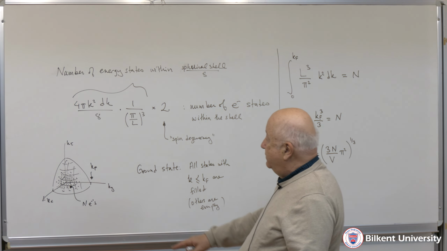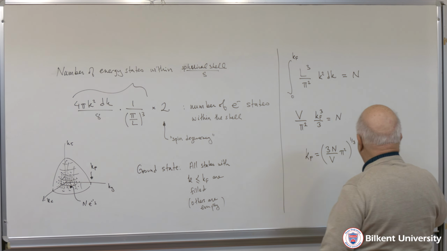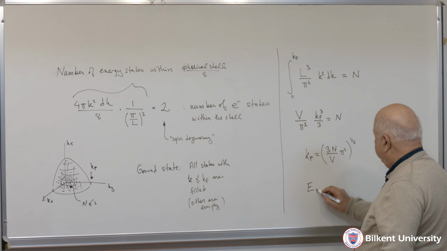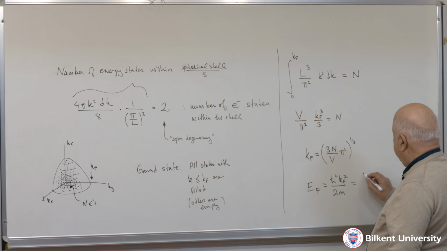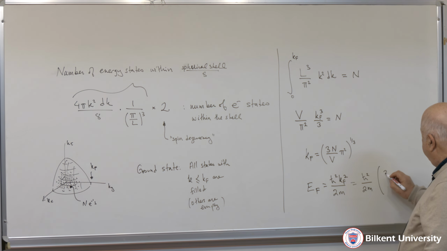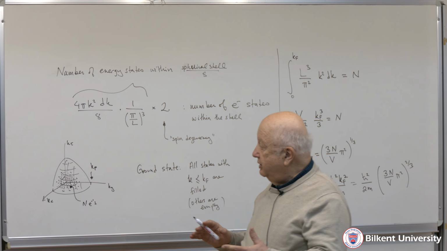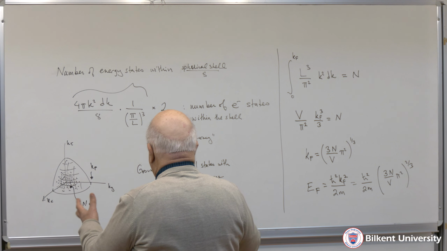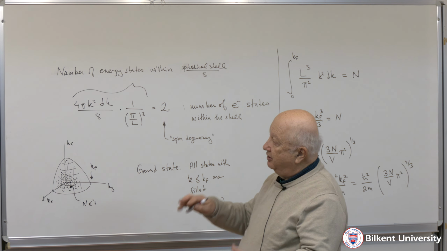Now, this of course corresponds to an energy, as we had over here. So the energy is called the Fermi energy. So EF, the Fermi energy, is going to be h bar squared kF squared over 2m. So it's going to be h bar squared over 2m times 3n over V pi squared to the power 2 over 3. So these are the parameters that relate the particle density to the energetics of the system.